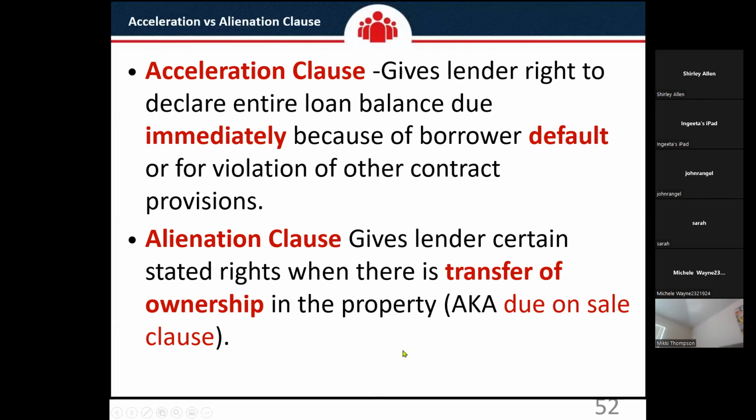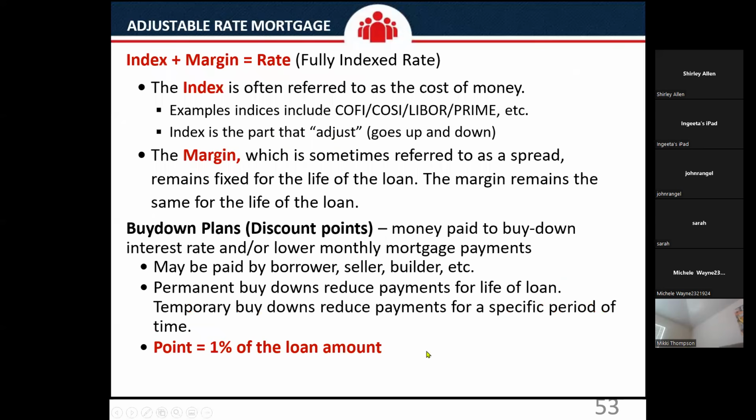If the question reads and says something like there was a transfer of ownership in the scenario, right there they're talking about alienation. The first one, I think I might have said it wrong. If they say something about the loan coming due immediately because of a borrower default, that's acceleration. But if they're talking about transfer of ownership to some other person, then they're talking about the alienation clause. Don't get them mixed up. See, I can even get them mixed up, but I know what they are.